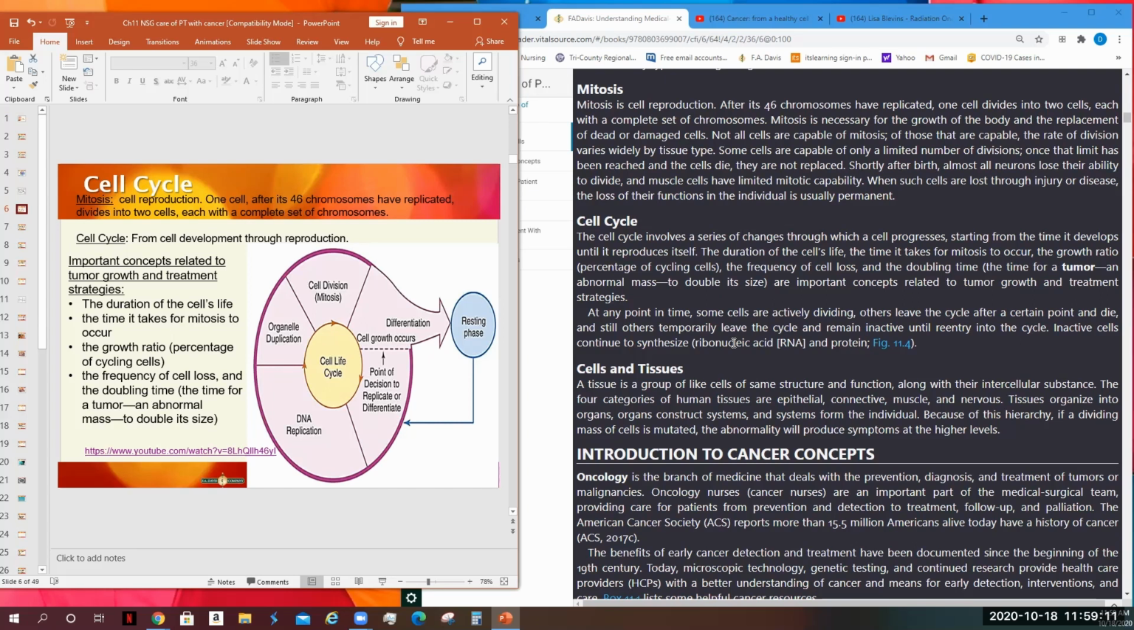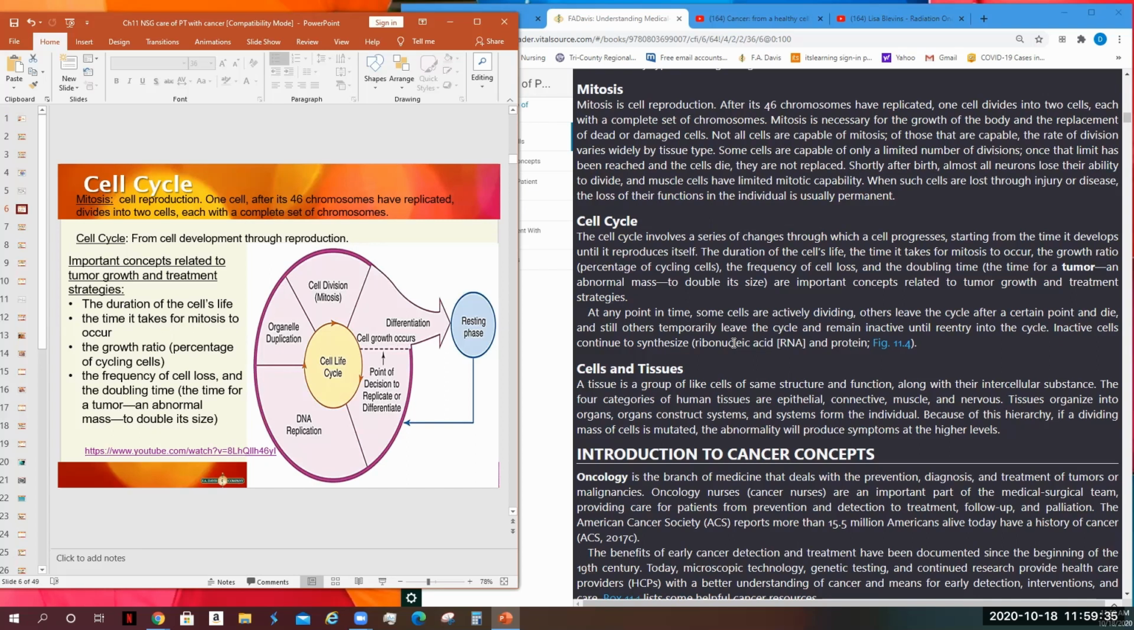Shortly after birth, almost all neurons lose their ability to divide, and the muscle cells have limited mitotic capability. When such cells are lost through injury or disease, the loss of their functions in the individual is usually permanent.